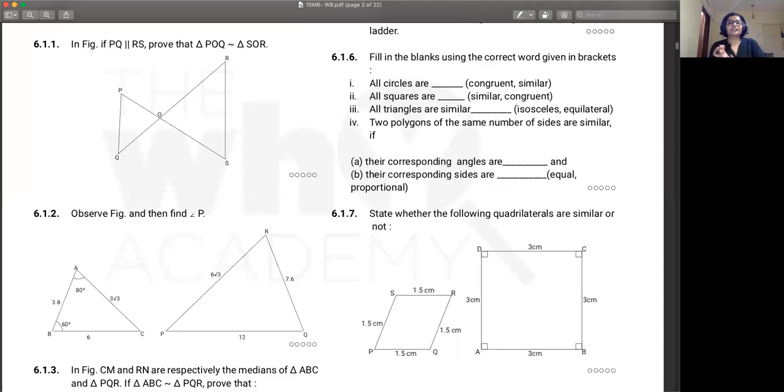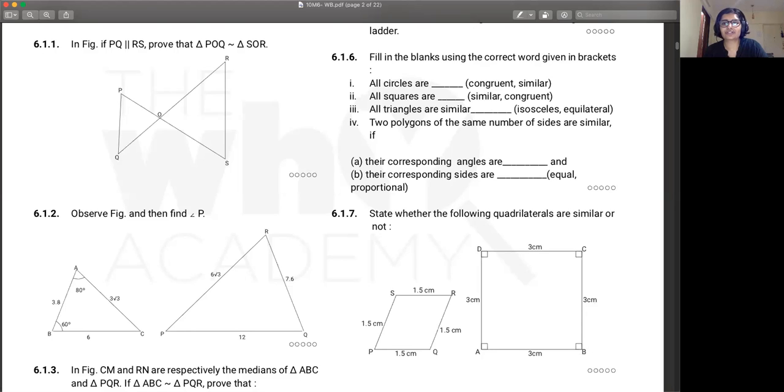Ansh. Ansh, unmute yourself. All circles are congruent or similar? Ansh, I cannot hear you in case you're still on mute. Wait, I'm just waiting for Ansh. Ansh, I'm going to consider that you are absent now.